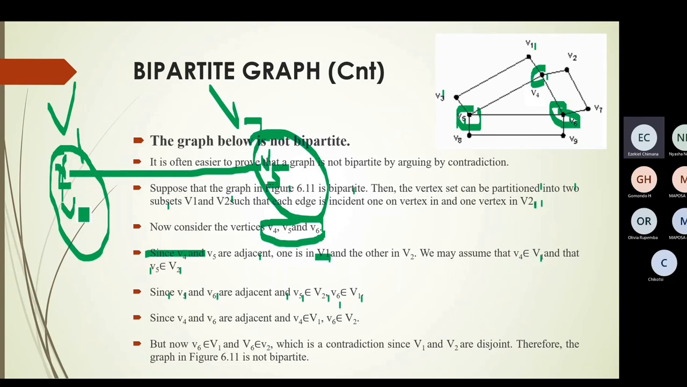V6 here will be an element of V1 because they are adjacent, and we already have V5 in V2, so we cannot place V5 here. But since V4 and V6 are also adjacent, and V4 is an element of V1, V6 will also be an element of V2. So we end up having V6 here and V6 here. But now V6 is an element of V1 and an element of V2, which is a contradiction since V1 and V2 are disjoint sets. Therefore, the graph in Fig 6.1.1 is not a bipartite graph. We said that the intersection of these two must be an empty set, so having V6 in both gives a nonempty intersection. So this one is not a bipartite graph.